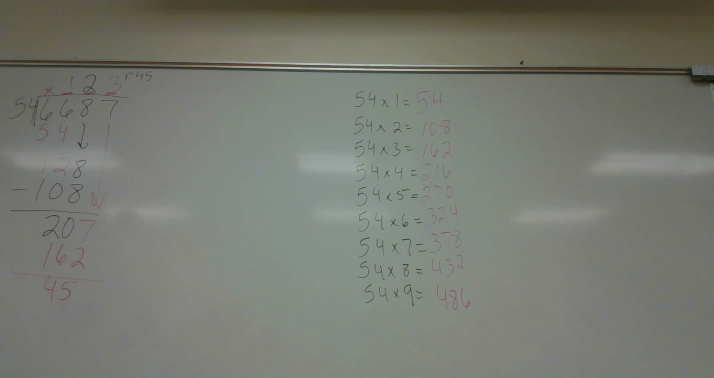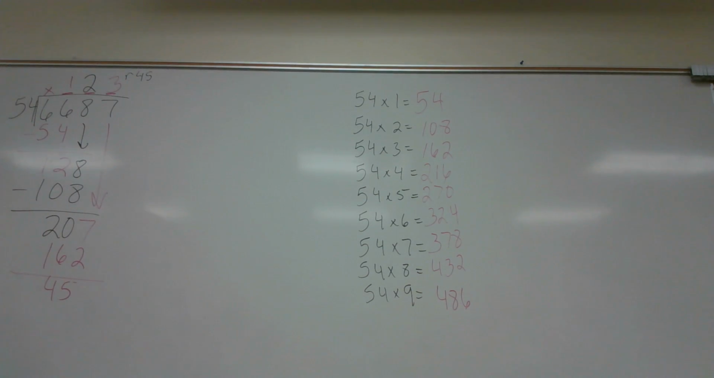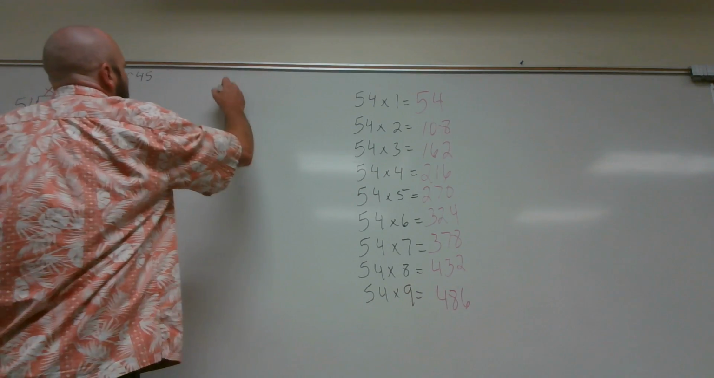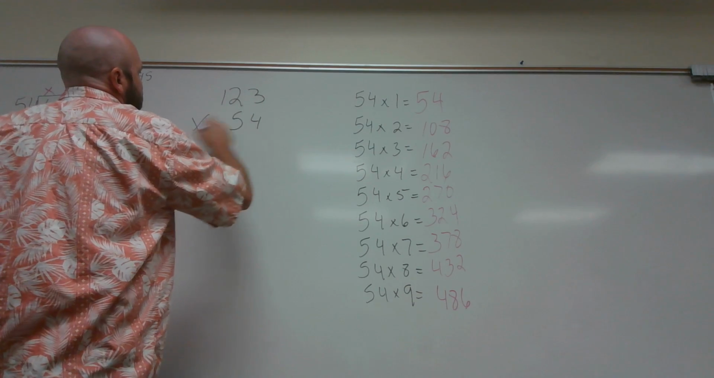Now, Anna texted me at 2 in the morning and she said, I want to know how to check a division problem with the inverse operation. So class, what is the inverse operation of division? Multiplication. So we're going to multiply our quotient, which is 123, times our divisor, which is 54.